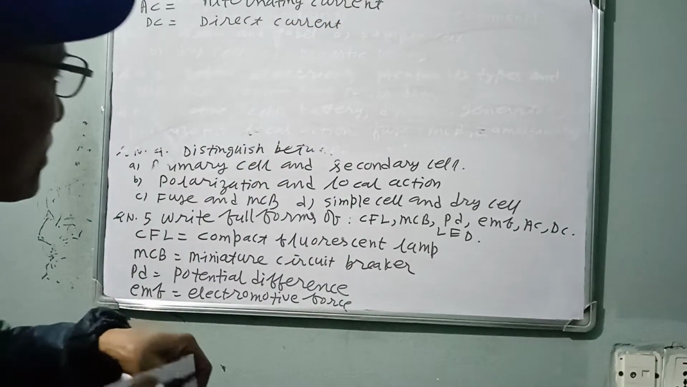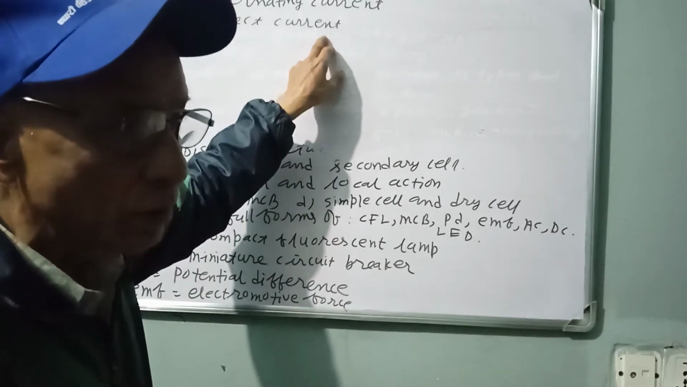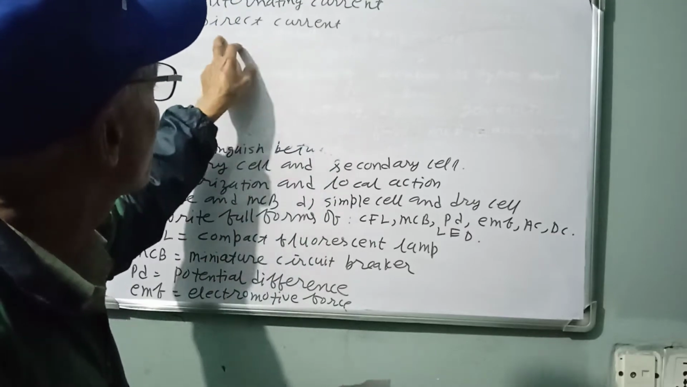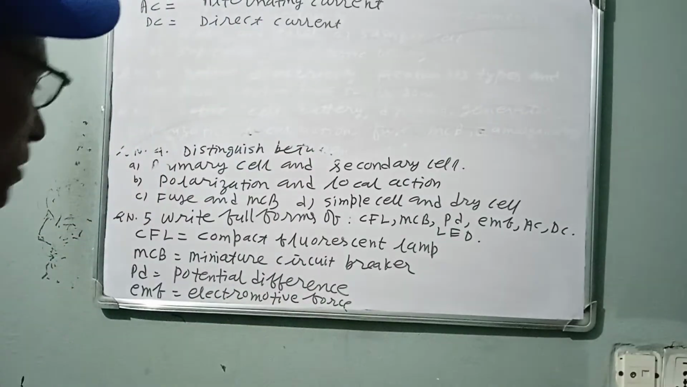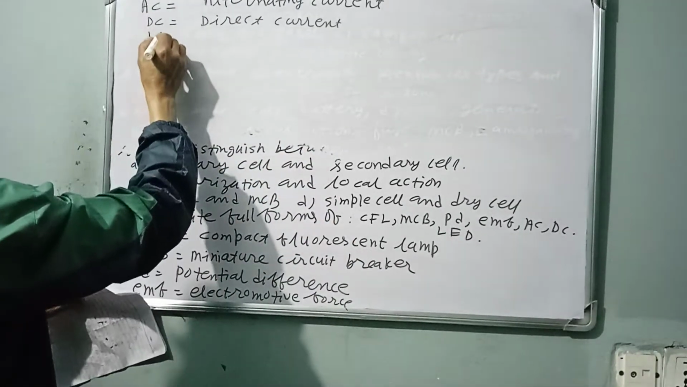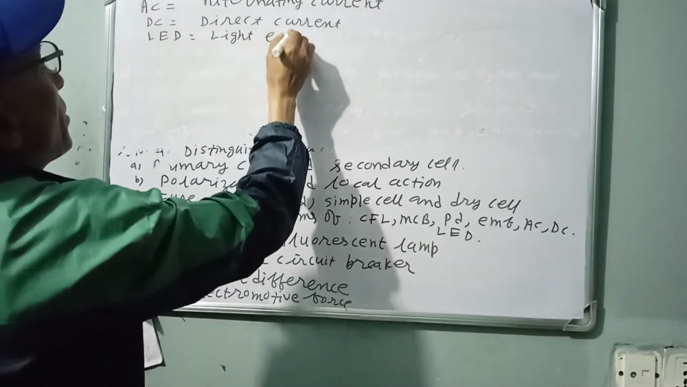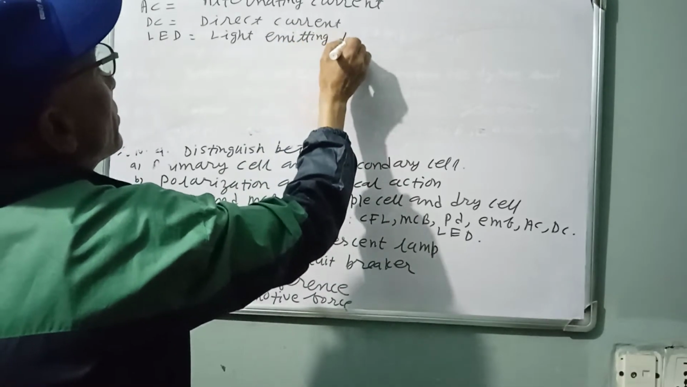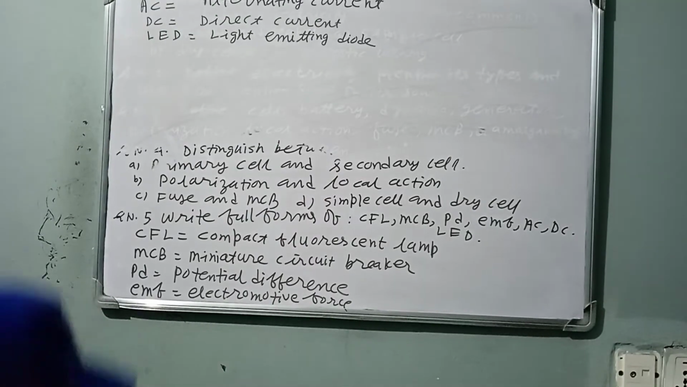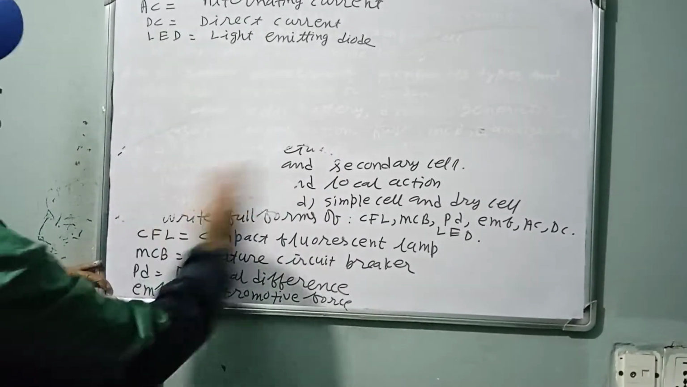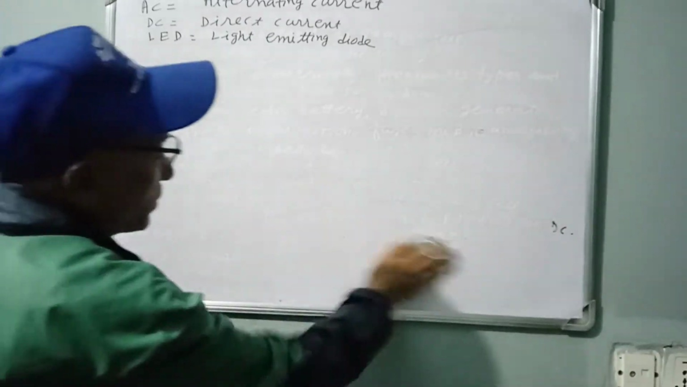DC: direct current. It does not change polarity, and a transformer cannot be used to increase or decrease the voltage of DC. What is LED? LED: light emitting diode, more and more advanced. Question number 5, please. There are other full forms as well, but this is enough.